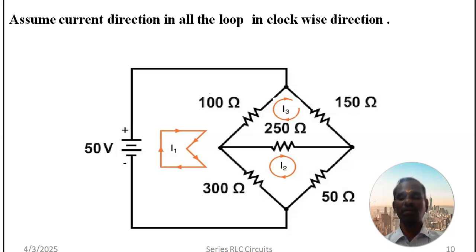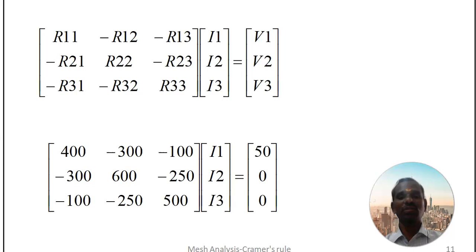Since the current directions of your I2 and I3 are in opposite directions, I have put it as minus. So you might be having one question: what happens if the current direction is the same? You just put it as positive. If both the currents I2 and I3 are in the same direction, put it as positive. So this is the matrix.